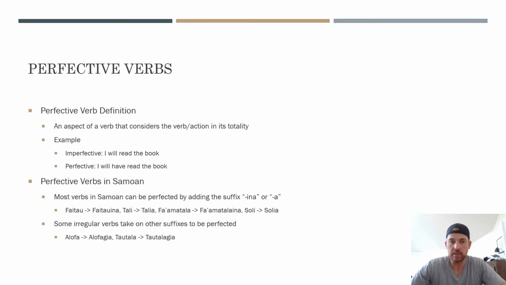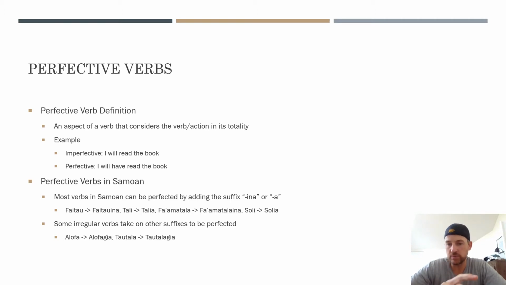I will read the book. The perfective aspect would be I will have read the book. And it's subtle. They're both in the future tense, but this have read, this modification we've done in English, what that's helping us do, it's considering that verb in its totality, and it's basically considering it as the verb having started, having taken place, and now it's finished. So it's the complete action. That's what the aspect of perfective means. It's considering the verb again in its totality of it taking place. So that's what I will have read the book.